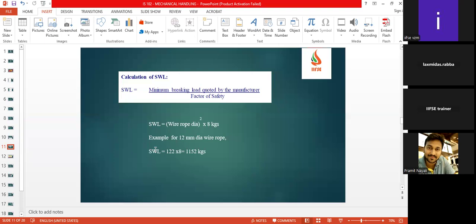Apart from this, near the eye area where you get the wire rope sling, the SWL capacity is already embossed on the clamp itself.